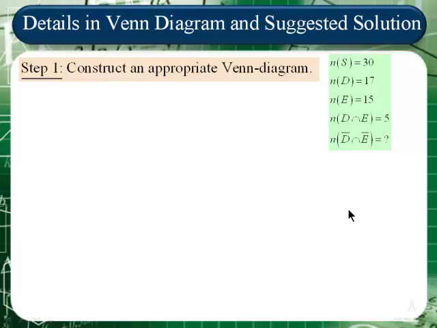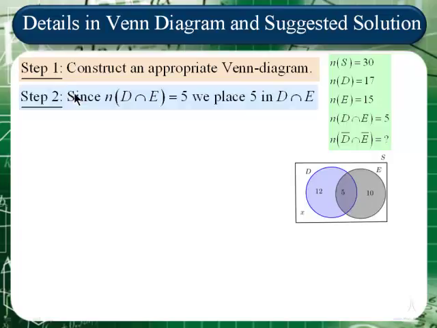So we construct an appropriate Venn diagram, and since we know that the cardinal number of D intersection E is 5, we can fill in this space the number of elements. Note we don't have the specific outcomes, we just indicate the cardinal number. In other words, how many learners, it can be John, Peter, Mary, whatever the names may be, can be placed in this particular area. So we place the 5 in the intersection of the two events.